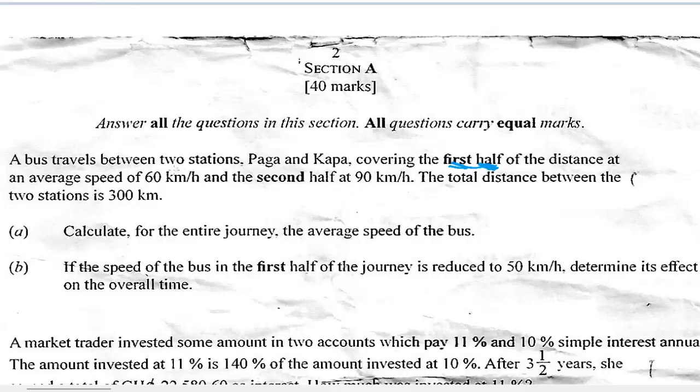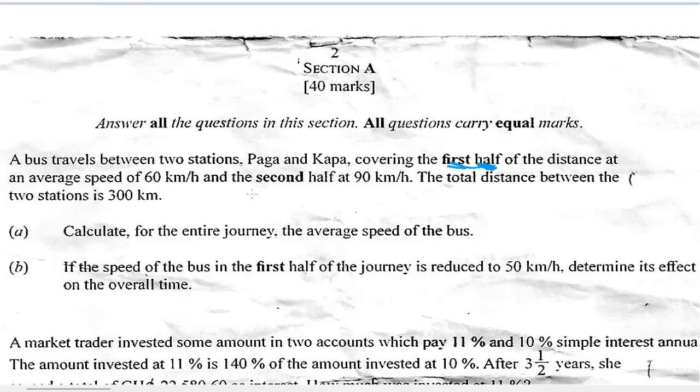So initially the bus was moving at 60 kilometers per hour. But then after the first half of the journey, which was 150 kilometers, it decided to increase the speed from 60 to 90 kilometers per hour. So those are some of the things we need to get right before we even start to solve the question.